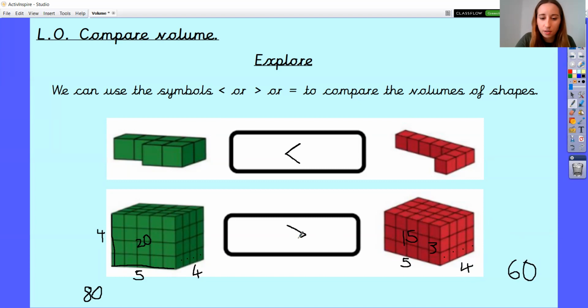So I can use my greater than symbol here to say that the volume of this shape is greater than the volume of this shape. So hopefully that's given you an idea of how to compare shapes using those symbols. Remembering to think about whether you can see all the cubes or whether you need to look at the layers that make up that 3D shape and multiply the width and the length by the depth.